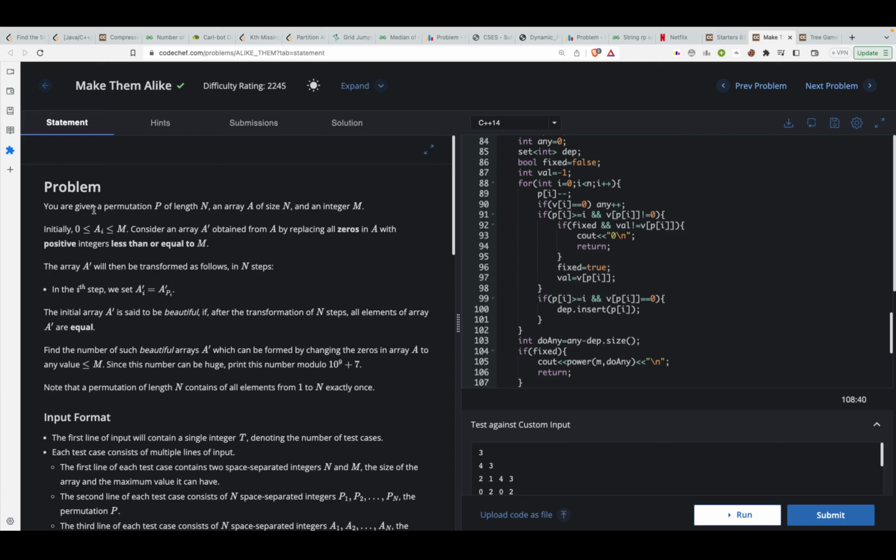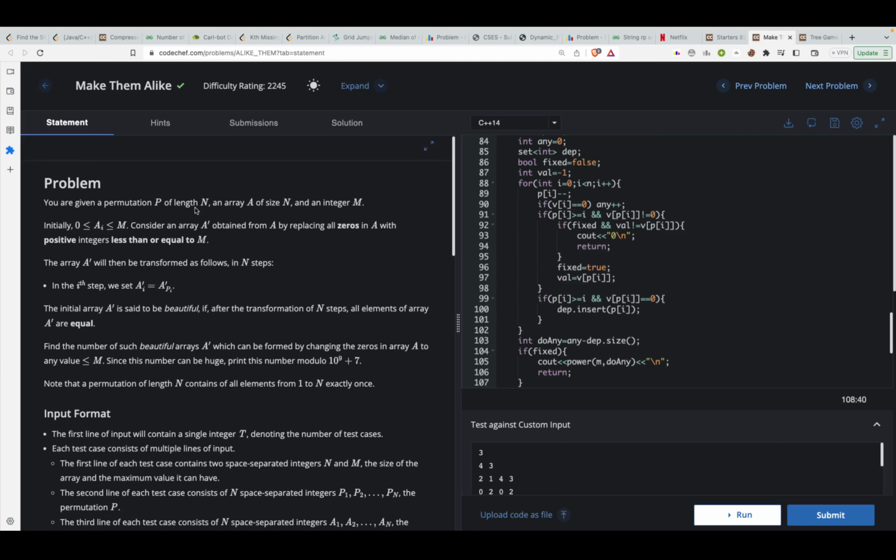So the problem statement is that you are given a permutation p of length n, an array a of size n, and an integer m. Initially all the values in a are greater than or equal to 0 and less than or equal to m. Consider array a dash obtained from a by replacing all the zeros in a with positive integers less than or equal to m.